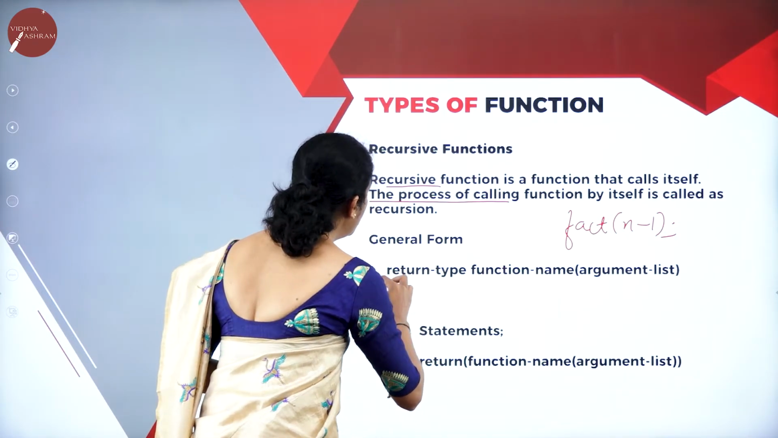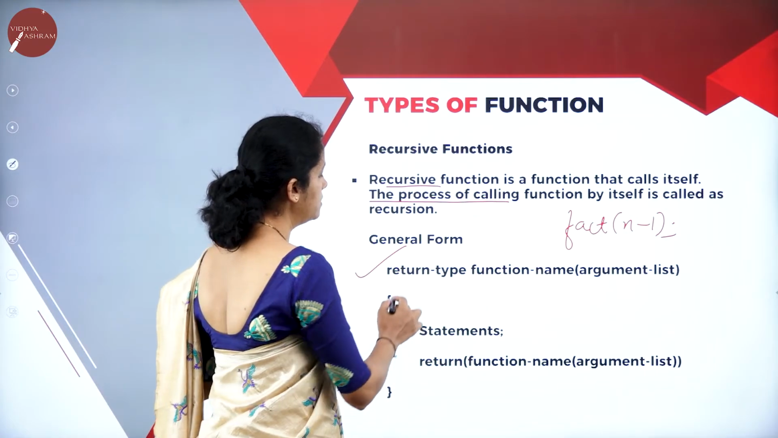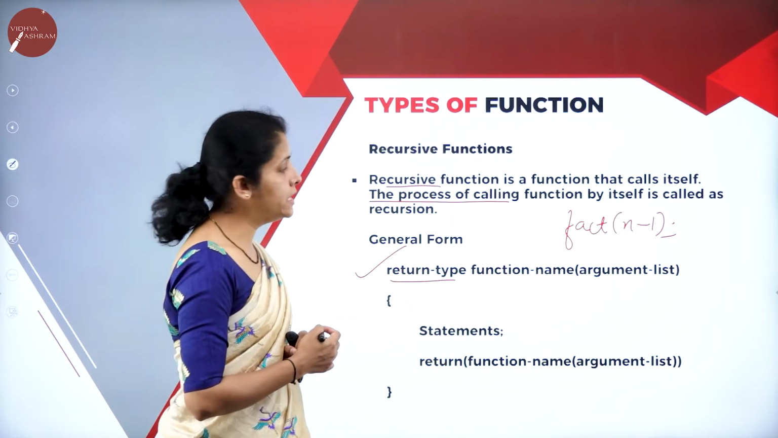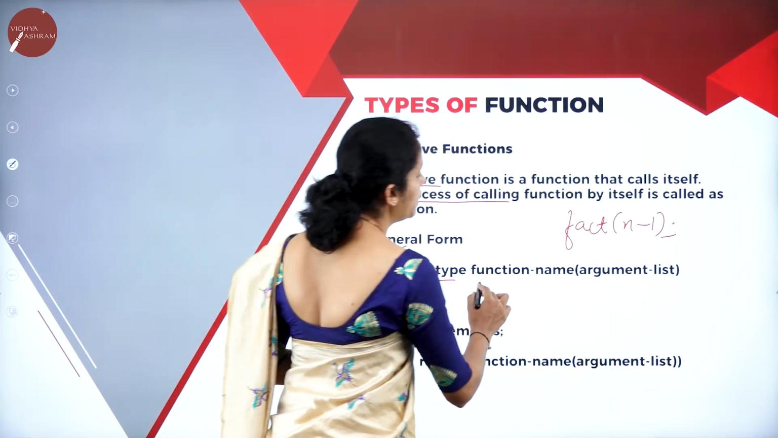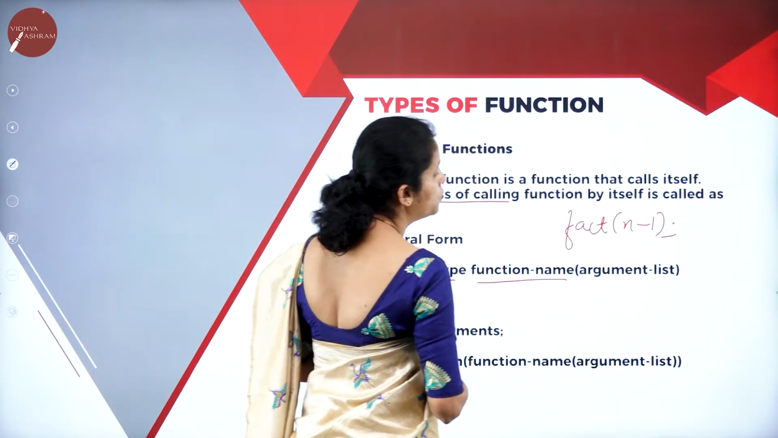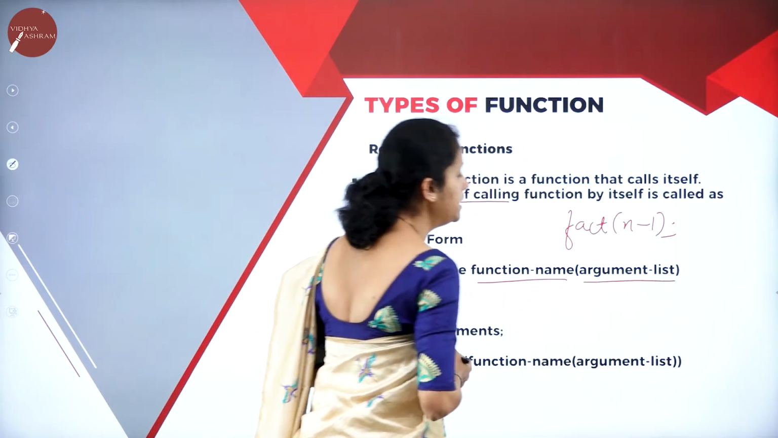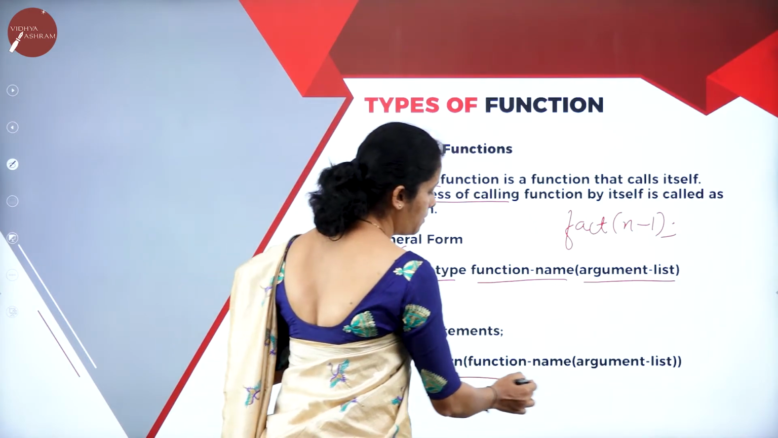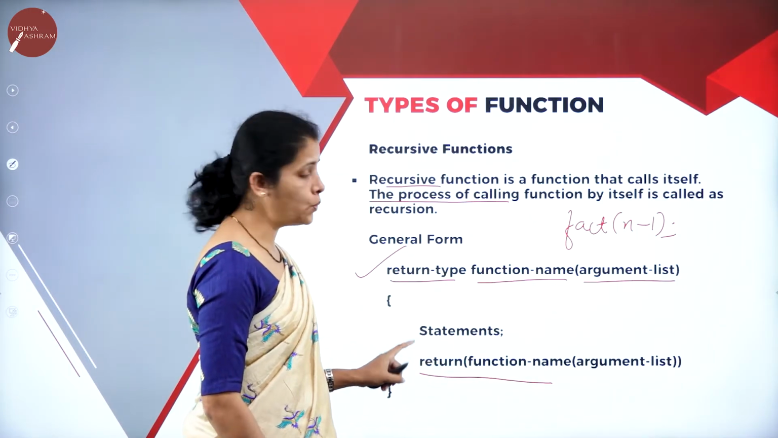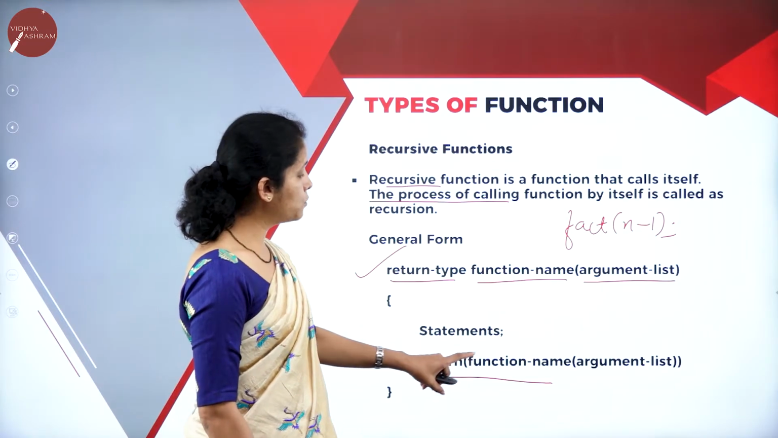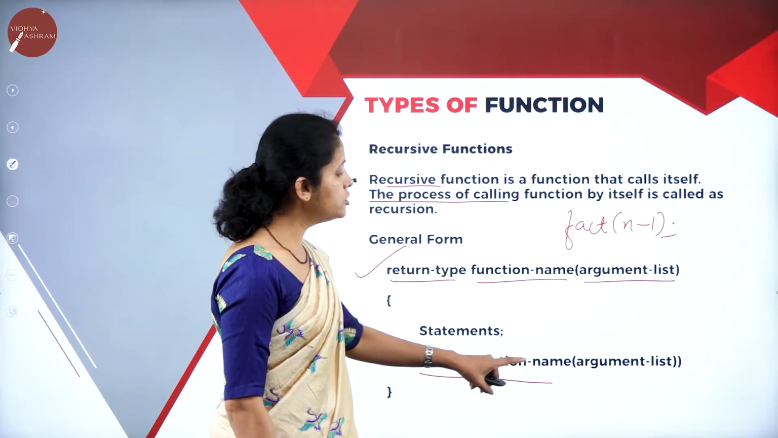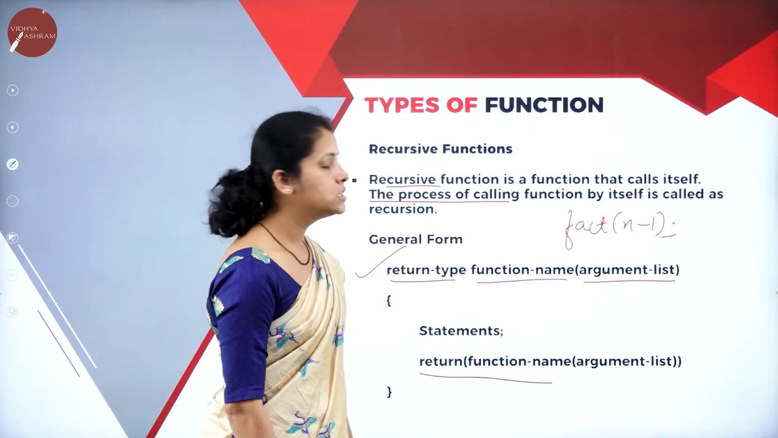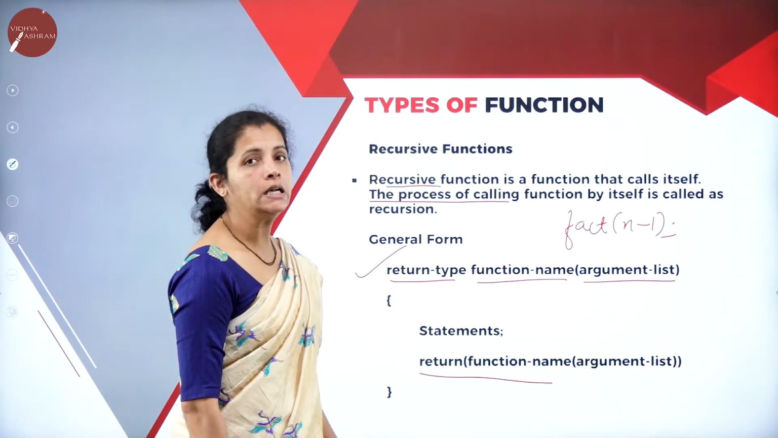Now let me consider the syntax. At the beginning I'm going to have the return type, then the function name, and the argument list. Then I'm going to have the statements and the return value. Along with that, I'm going to specify the function name and the argument list.